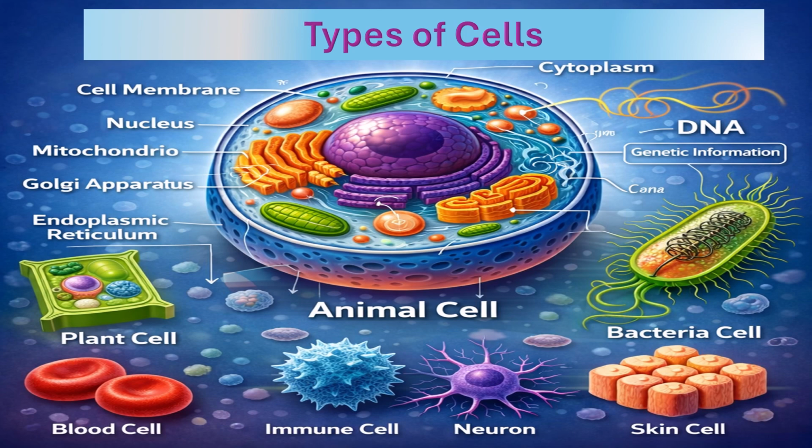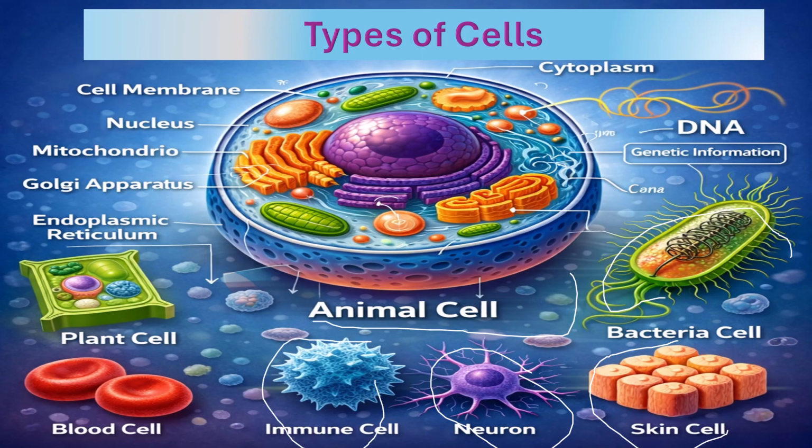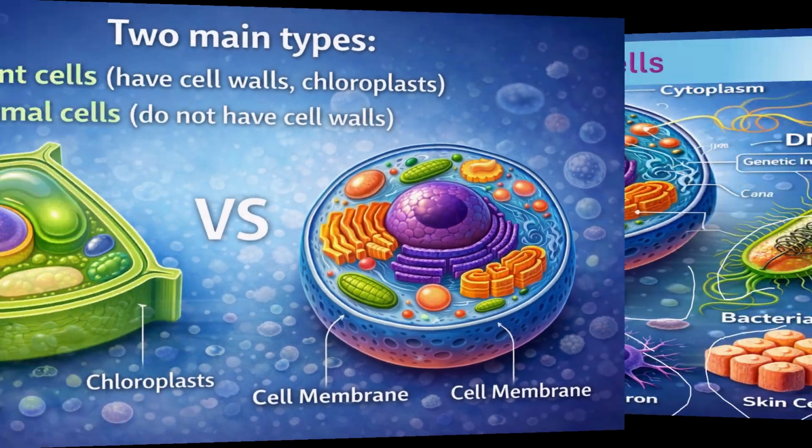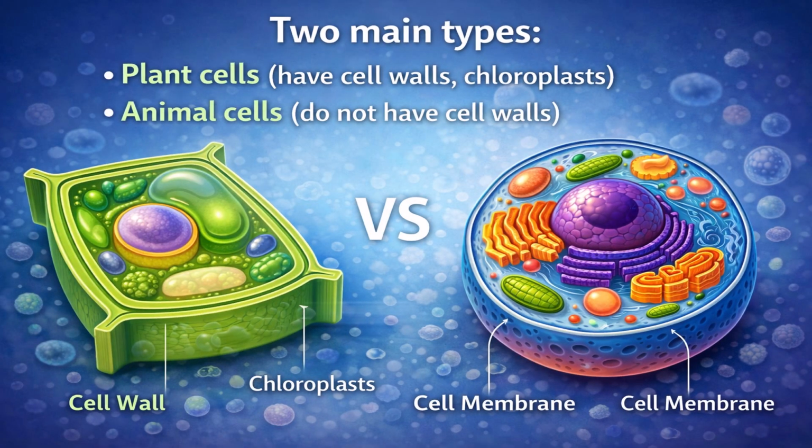Now, let's look at the different types of cells. We have animal cells, bacteria cell, skin cell, neuron, immune cell, blood cell, as well as a plant cell. These are the two main types. Plant cells have cell walls and chloroplast. And animal cells do not have cell walls.